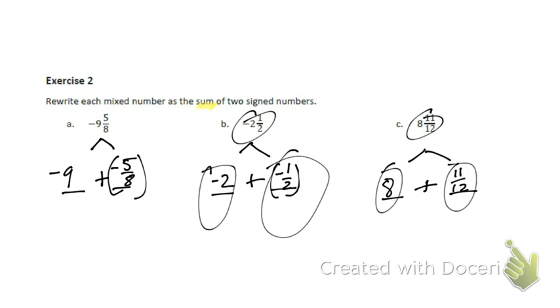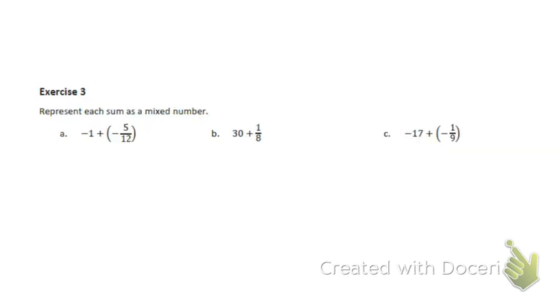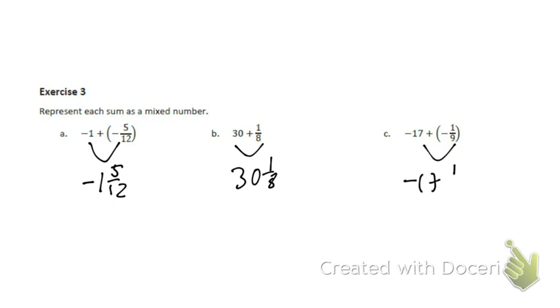Alright, then go to 61. Now this is where you're doing the opposite. It says represent each sum, since these are all sums, right, they're all addition, represent each sum as a mixed number. That means you combine these two together. Since they're both negative, you can put them together like that. Remember, you can only do it if they're both negative or they're both positive. Combine those and get -30 and 1/8. Combine the last one, get negative 17 and 1/9.